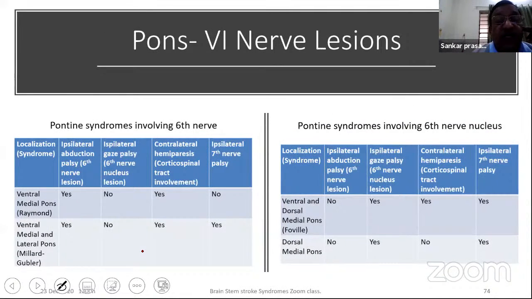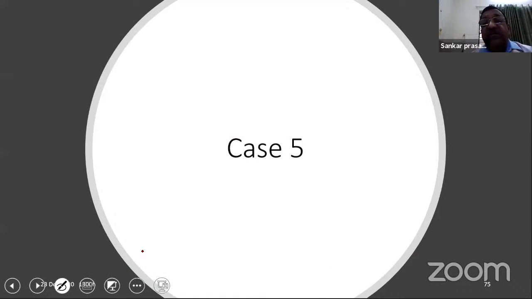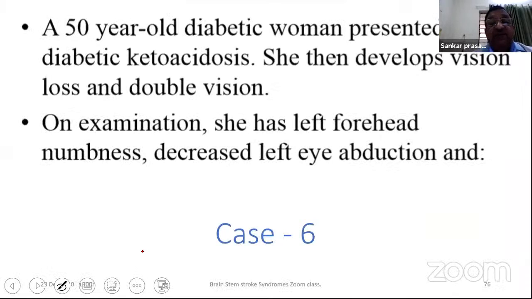That's very important. The pontine syndromes involving the sixth nerve, you can see all of them listed: Raymond's, Millard-Gubler, Foville's, and dorsal medial pons. We will not go into the details. We'll go into the fifth case, which will again teach us something very, very interesting.